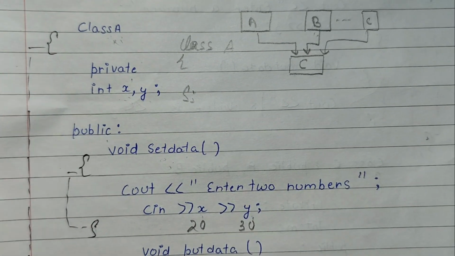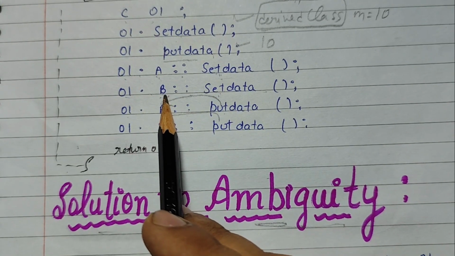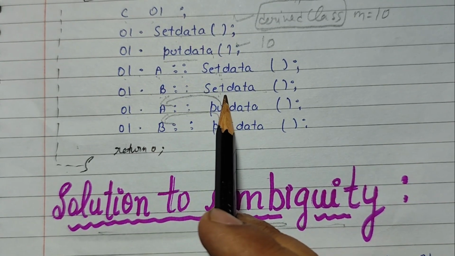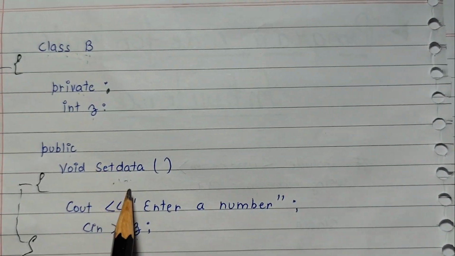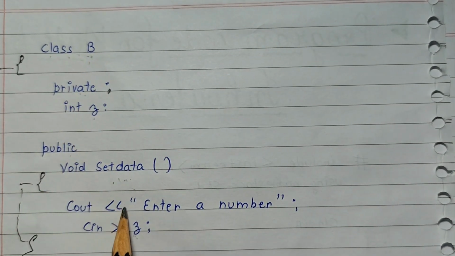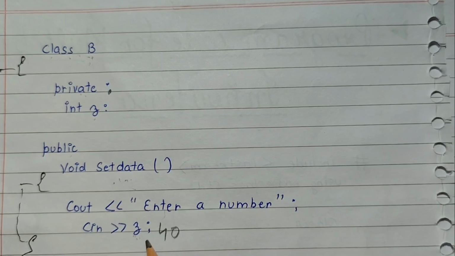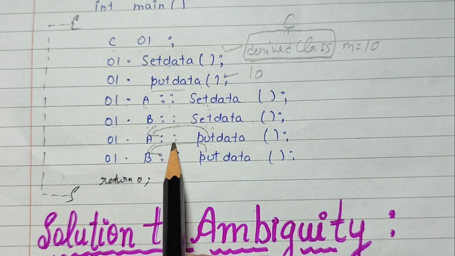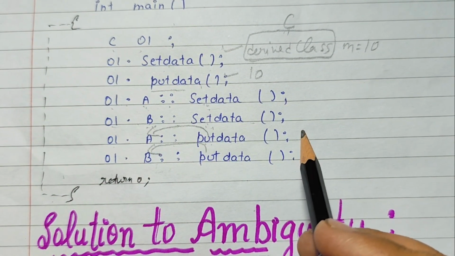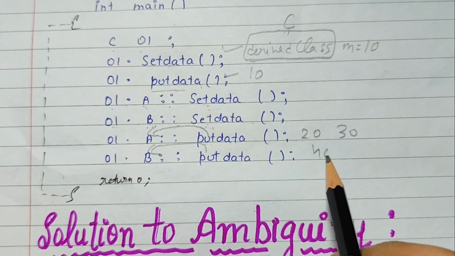And after this, set data belonging to class B is called. When the set data member function for class B is called, we enter the value in the z variable. You enter the value in z as 40. So after this, o1 dot A put data, here 20 and 30 will display, and here 40 will display.